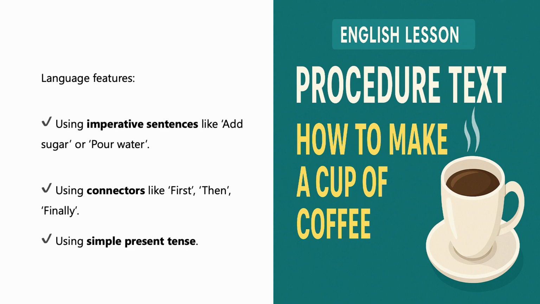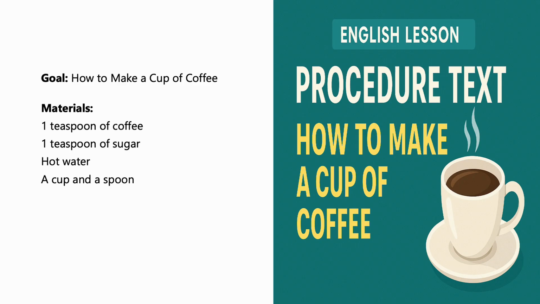Language features include using imperative sentences like add sugar or pour water, using connectors like first, then, finally, using simple present tense. Goal: how to make a cup of coffee.